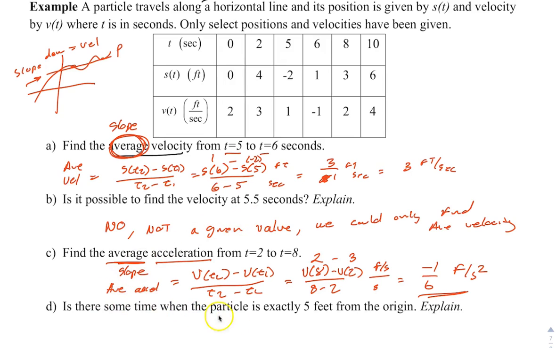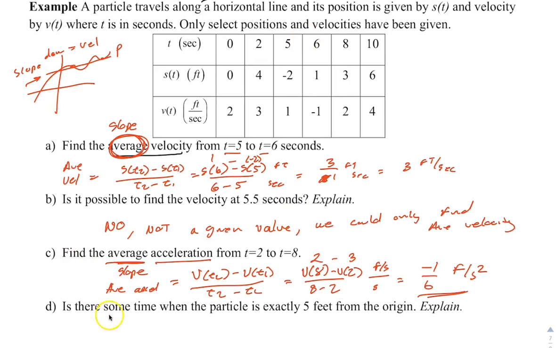Is there some time when the particle is exactly 5 feet from the origin? Now, look at this question. It's a little different than the last one, right? Is it possible to find a velocity at 5.5 seconds? I don't have it. No, I can't find a velocity at 5.5. But this question is saying, is there some time when the particle is exactly 5 feet from the origin? I'm not saying, could you find it? Is it possible to have a time where you're 5 feet from the origin? This sounds like an IVT question.